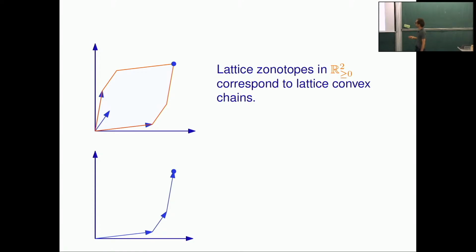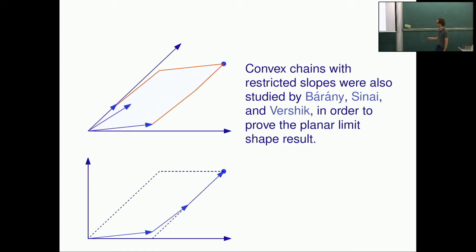You can see in the plane that lattice zonotopes are exactly corresponding to convex chains, because here we take our generators, we sort them by slope, and that gives us the lower boundary of the zonotope. And so there's exactly a one-to-one correspondence between zonotopes contained in the positive orthants and lattice convex chains with the same endpoint. And convex chains with restricted choice for slopes were considered in these earlier papers.